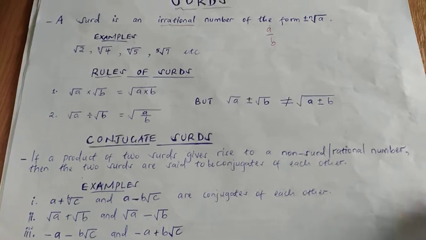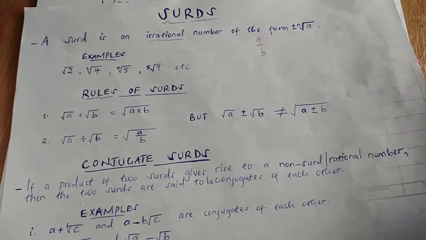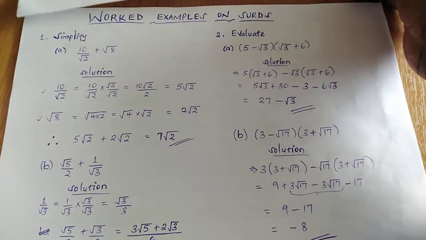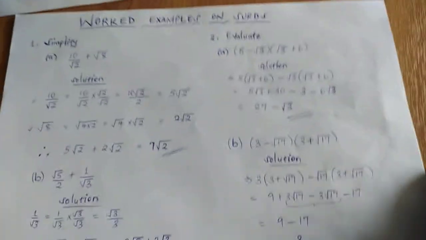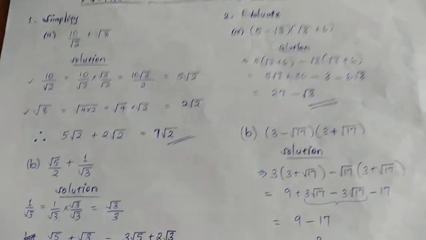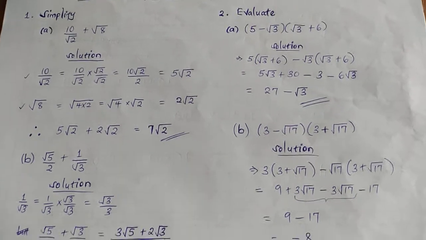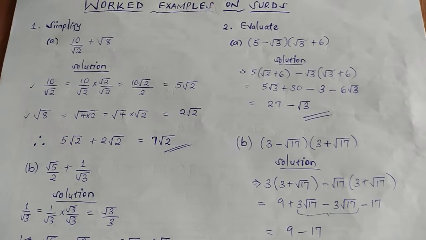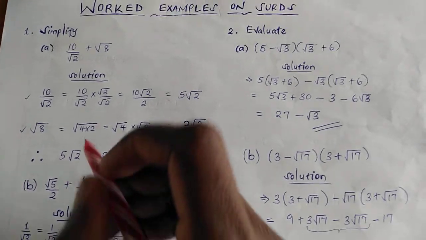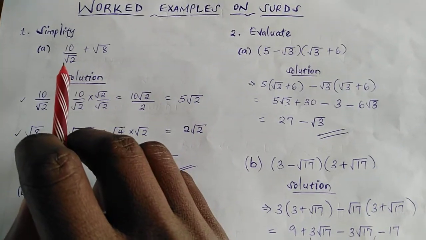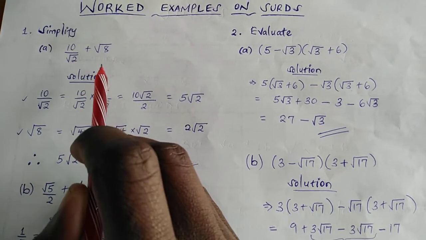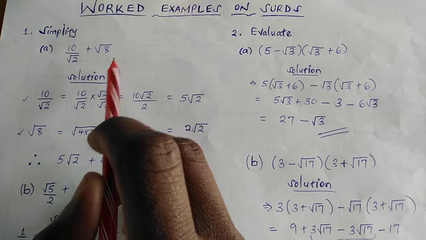Let's go straight to worked out examples, and we'll begin with a question that asks us to simplify. You are given an example: simplify 10 over root 2 plus the root of 8.